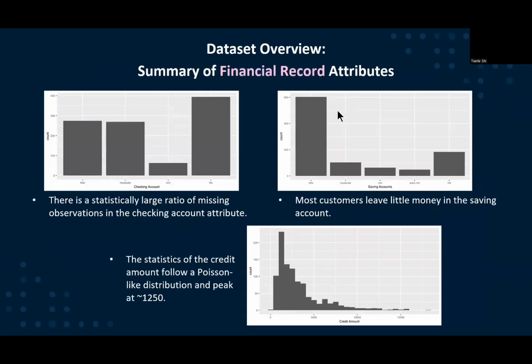This is a summary of financial record attributes. The checking account attribute makes up a large proportion of data, and most customers have little money in the saving account. The credit amount statistic follows a Poisson-like distribution.